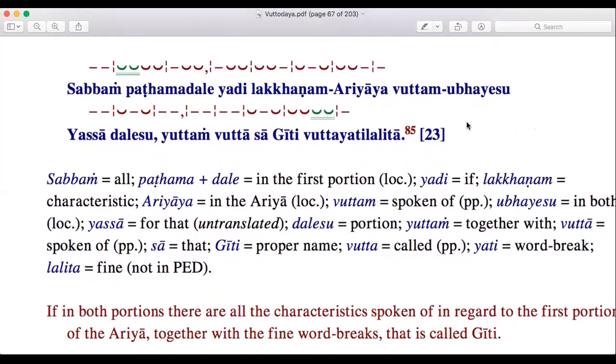Then let's check the second half. Yassa is the first group. Dalesu, second group. Yuttang, third group. You see here also we can keep the line break. Then Vutta, fourth group. Sagi, fifth group.